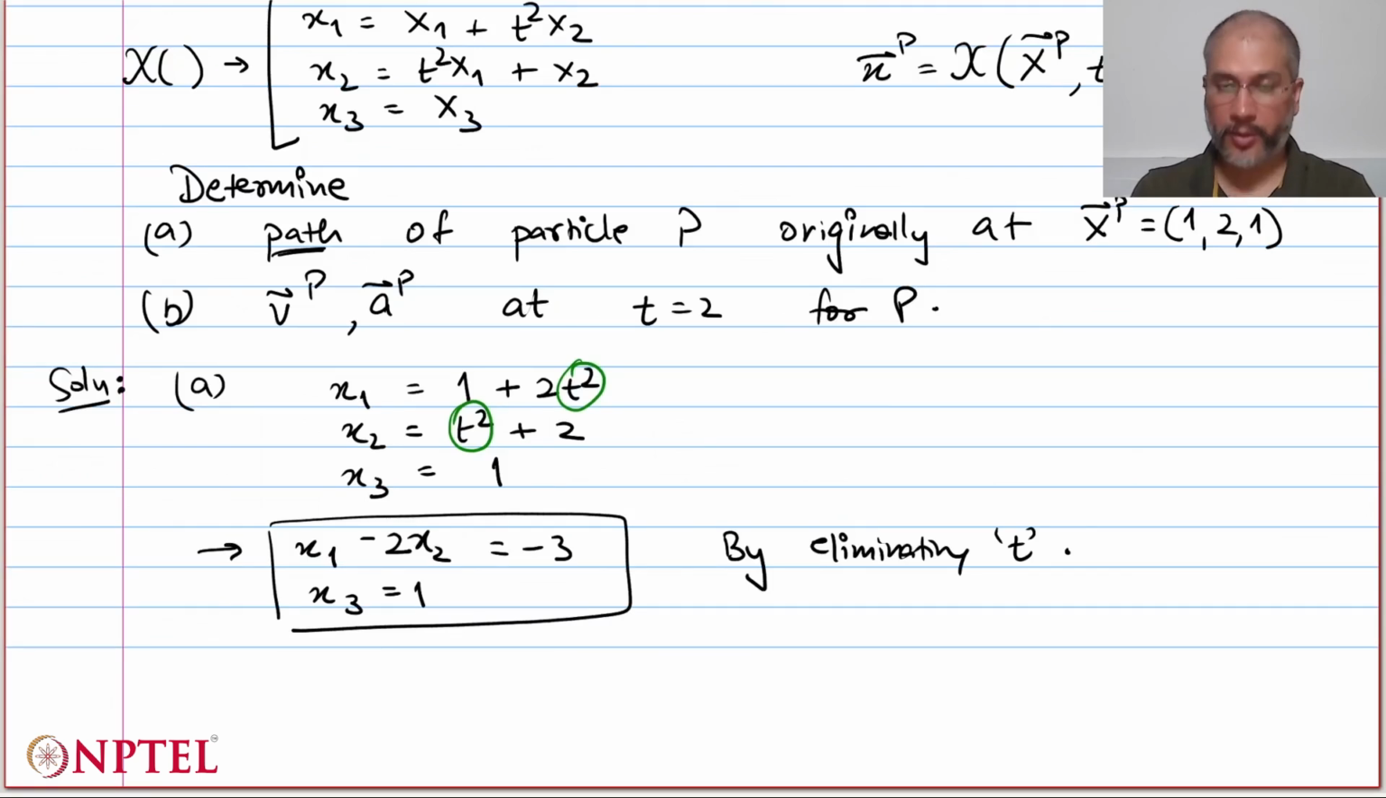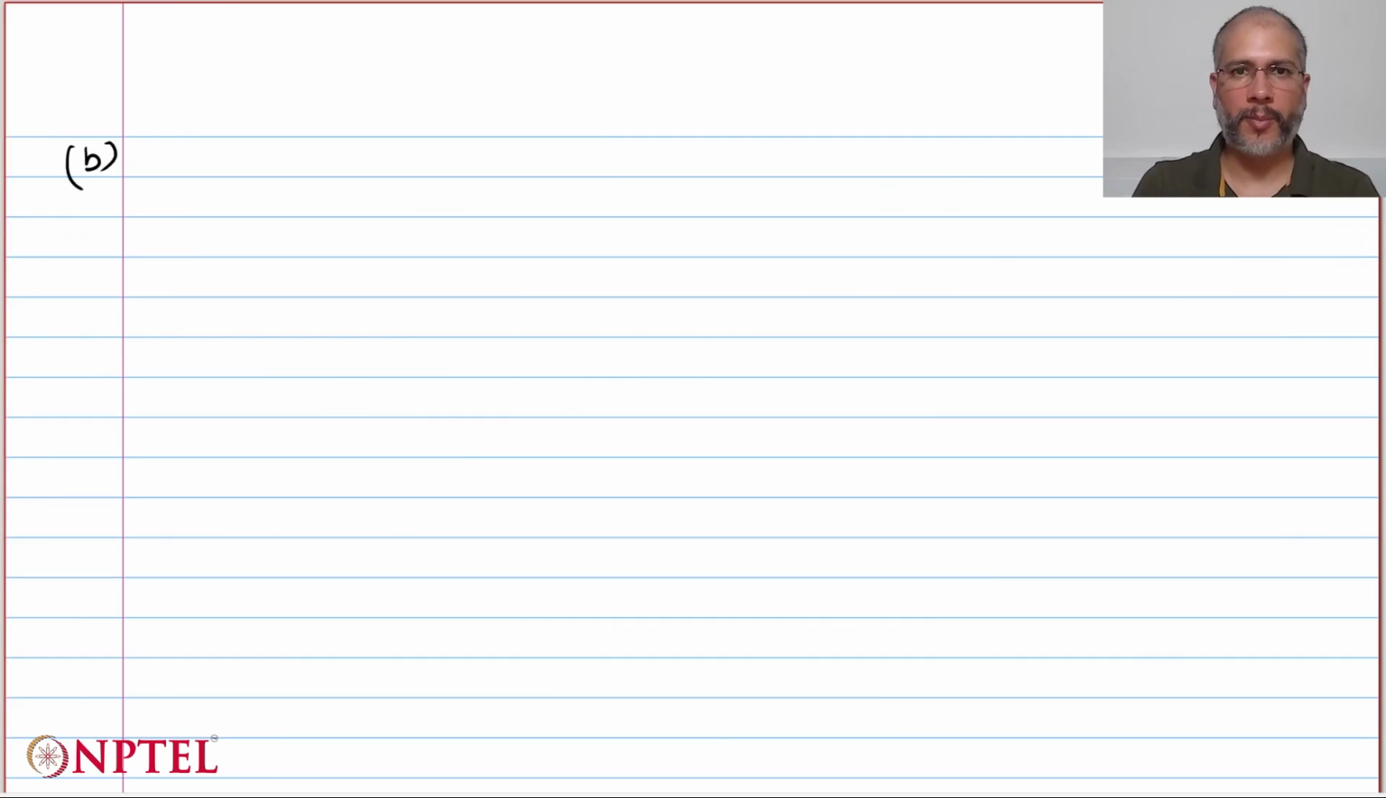So from the first equation, we see that this is an equation of a straight line. So the particle moves in a straight line. And the second one says it moves in a straight line in the plane x3 equals 1. So it moves in the x1, x2 plane with x3 equals 1. Now we solve part B.